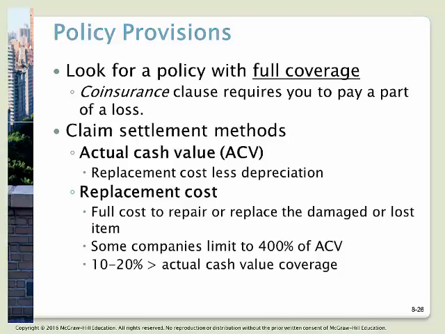There are 2 basic claim settlement methods: ACV, actual cash value. This pays replacement cost minus depreciation. Replacement cost pays exactly that. It repairs or replaces all damaged or lost items. Some policies place an upper limit on this. The coverage, though, is going to run you 10 to 20% more than actual cash value coverage.